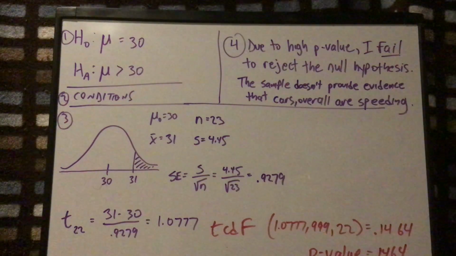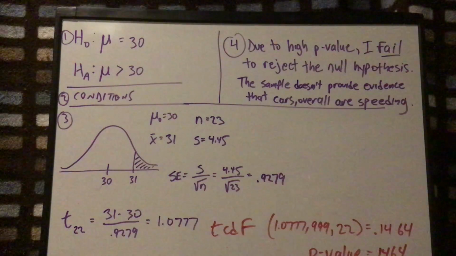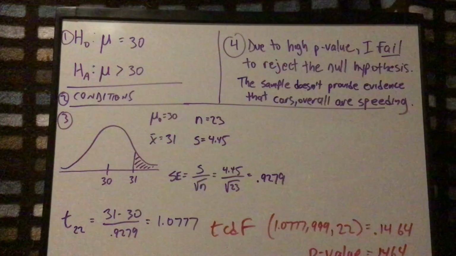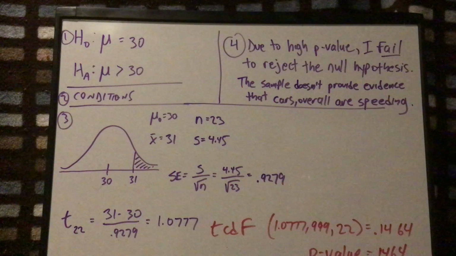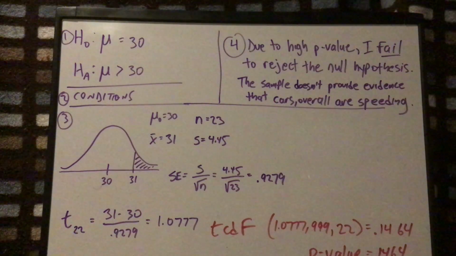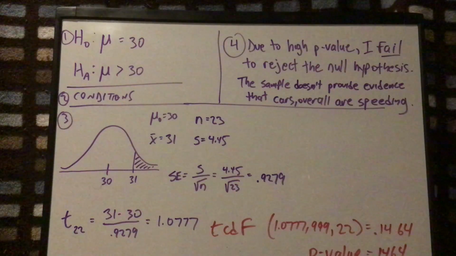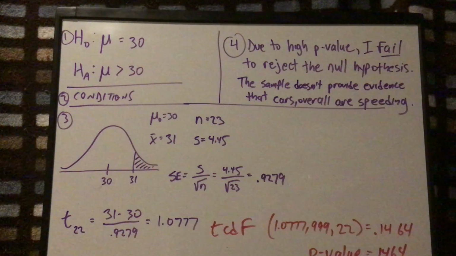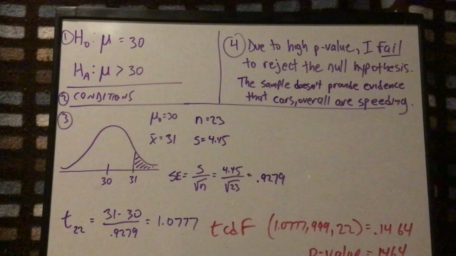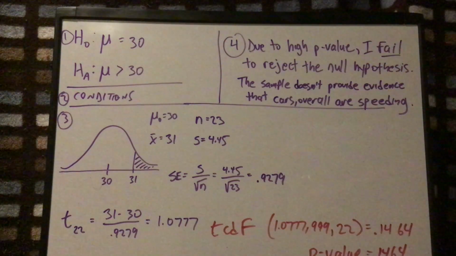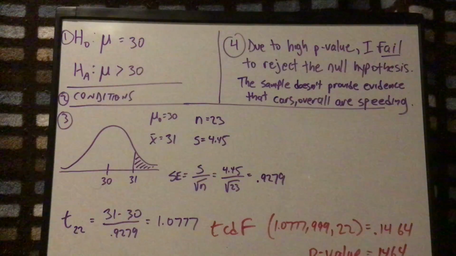Now, after checking through some of those homeworks, people are kind of getting it backwards. Remember, if the p-value is high, you don't reject the null. A high p-value means the sample we got is consistent with the null. So I'm going to say, due to the high p-value, I fail to reject the null hypothesis. What does that mean in context? It means the sample doesn't provide evidence that the cars overall are speeding.